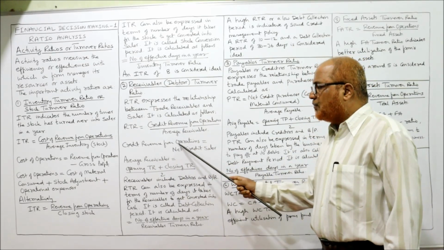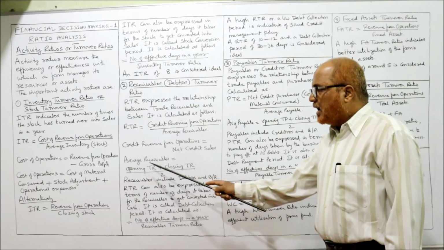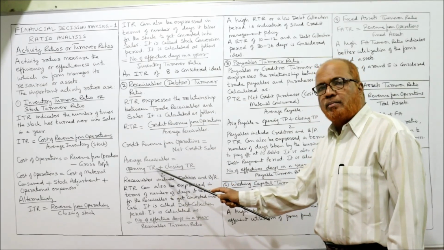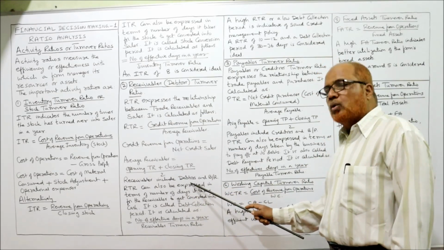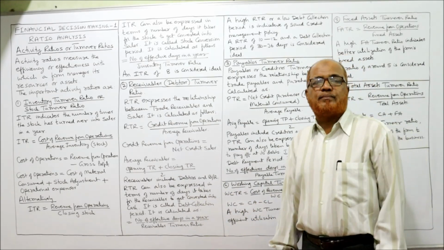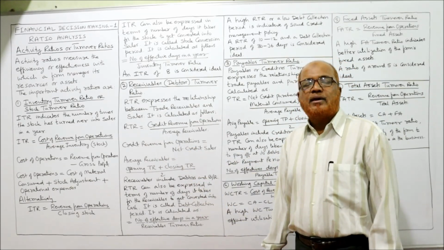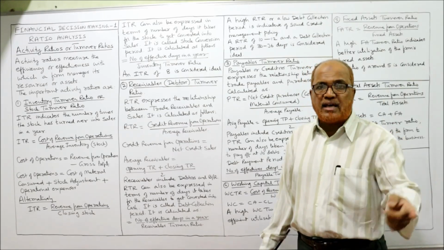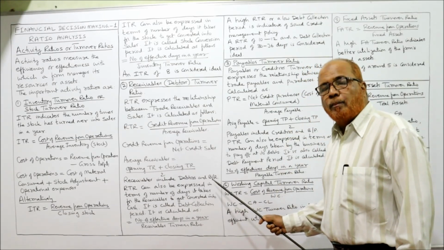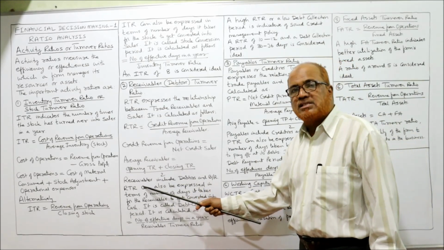Credit revenue from operation means net credit sales, and average receivable is opening trade receivable plus closing trade receivable divided by 2. Receivables include debtors and bills receivable. While calculating this receivables turnover ratio, receivables means debtors as well as bills receivable. The bills receivable should be added to debtors to find receivables.